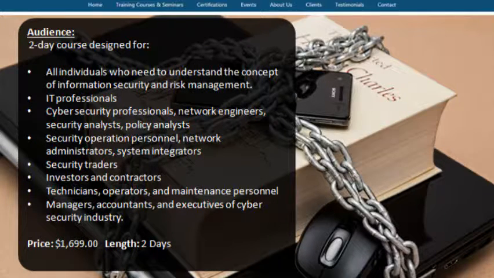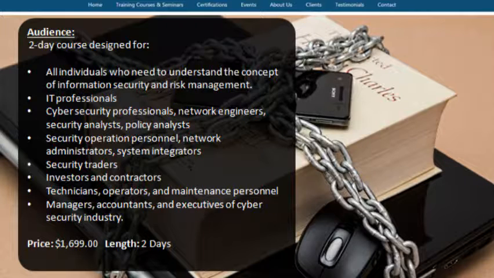Audience. 2-day course designed for all individuals who need to understand the concepts of information security and risk management. IT professionals, cybersecurity professionals, network engineers, security analysts, policy analysts, security operation personnel, network administrators, system integrators, security traders, investors and contractors, technicians, operators, and maintenance personnel, managers, accountants, and executives of cybersecurity industry.